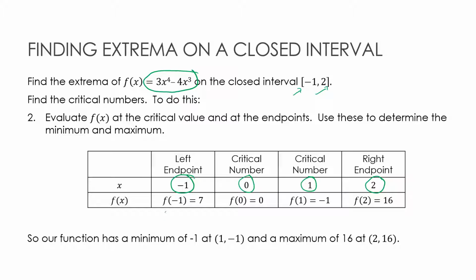So essentially I'm finding that this is the point -1, 7, this is the point 0, 0, this is the point 1, -1, and this is the point 2, 16. And I'm finding from those 4 points, what's the min, what's the max? So the minimum is 1, -1, and the maximum is 2, 16, because that would be the smallest y value and the largest y value.